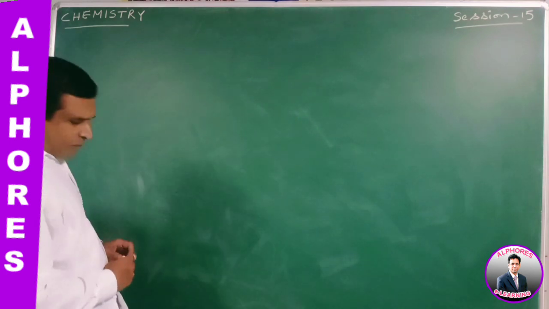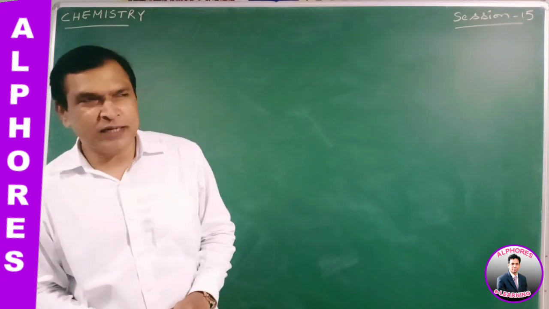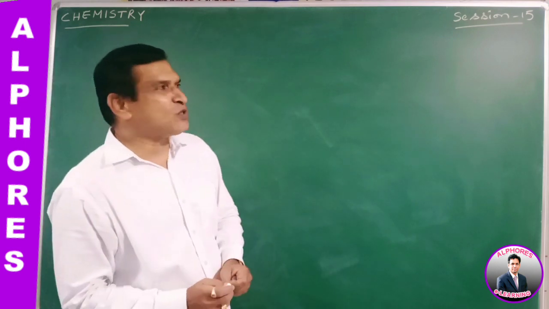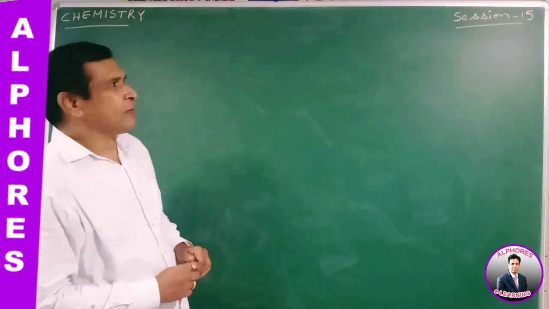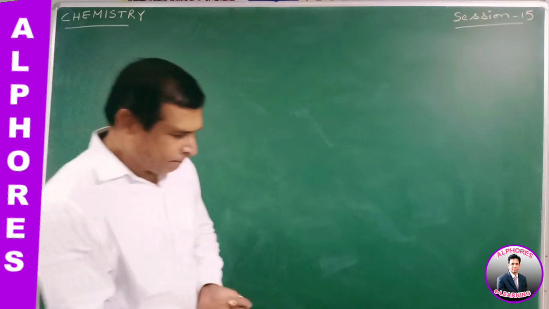In the last session we completed some numericals on Bohr's theory, that is radius. Now today let us see some numericals based on the energy of the electron in the Bohr's orbit.